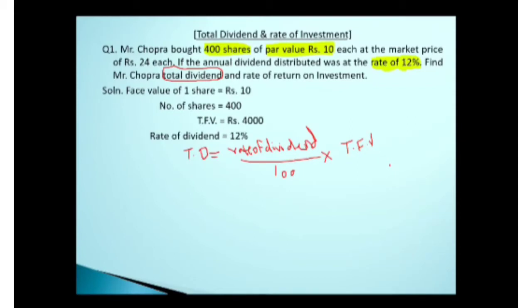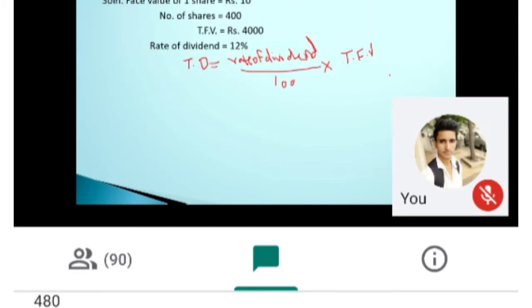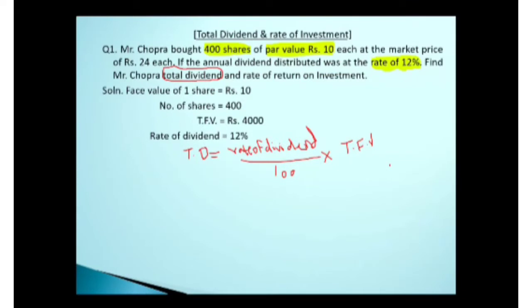Do that calculation and get the answer of your total dividend, then put it in the chat box. Just try to calculate your total dividend. Once you get the answer, put it in the chat box so we can cross-check whether everyone is able to get that answer or not. 480. Many are getting the answer to be 480. Let us check now what I got in my calculation. So just take out first of all what is written.